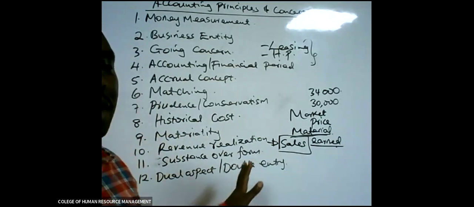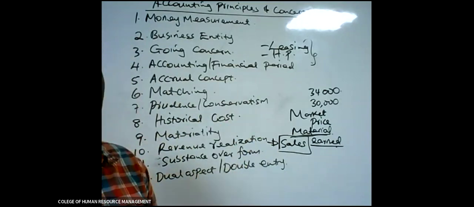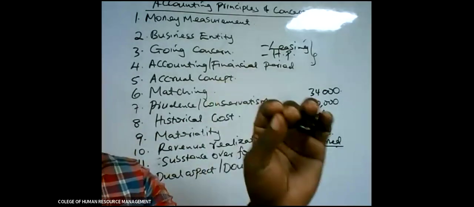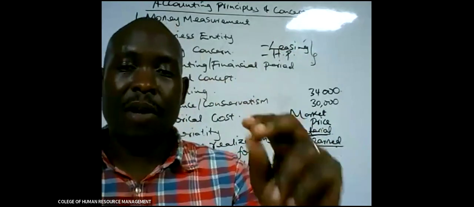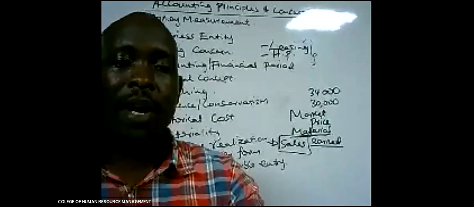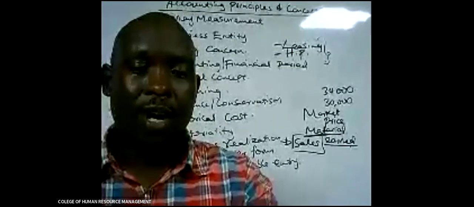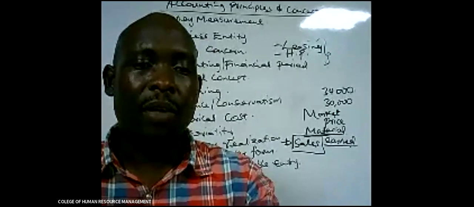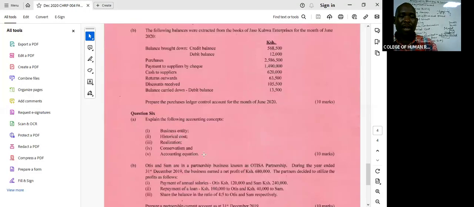So for every debit entry, there must be a corresponding credit entry, meaning that every transaction must be recorded twice. It must be debited somewhere and it must be credited somewhere else. Now, the accounting equation. I've just explained all this apart from the accounting equation itself. It is an equation that states the accounting equation.